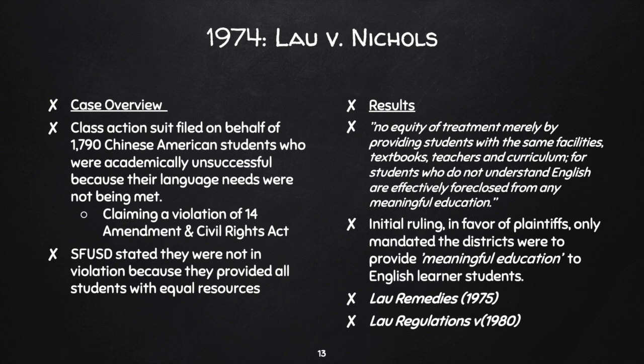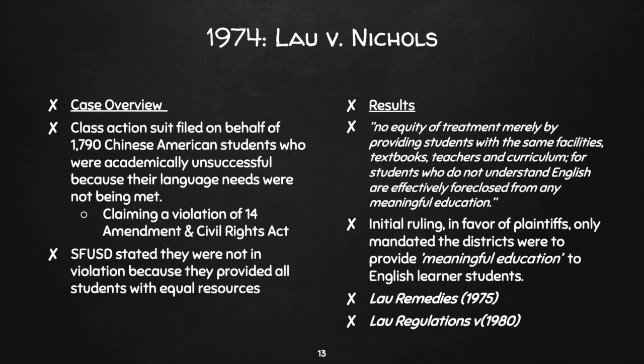So, a case overview. Lau v. Nichols was a class action suit filed on behalf of 1,790 Chinese American students who were academically unsuccessful because their language needs were not being met in their California public schools. And so again, there's a case concerning the actual services that language minority students were getting. The case claimed that this was a violation of not only the 14th Amendment, but also their rights protected under the Civil Rights Act.